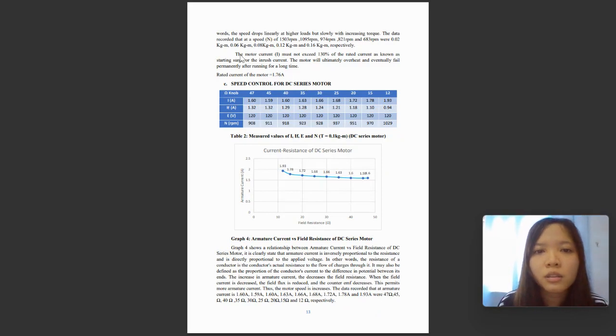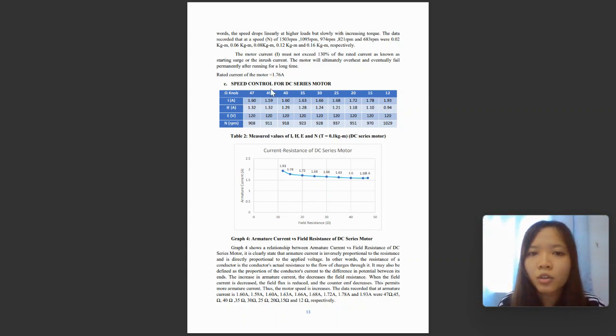Next, the motor current must not exceed 130% of the rated current, as starting causes an inrush current. The motor will overheat unlimitedly and eventually fail permanently after running for a long time. The rated current of this motor is 1.76 A.